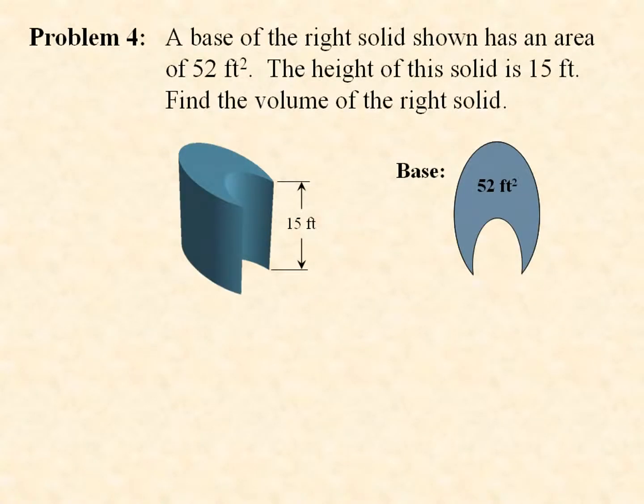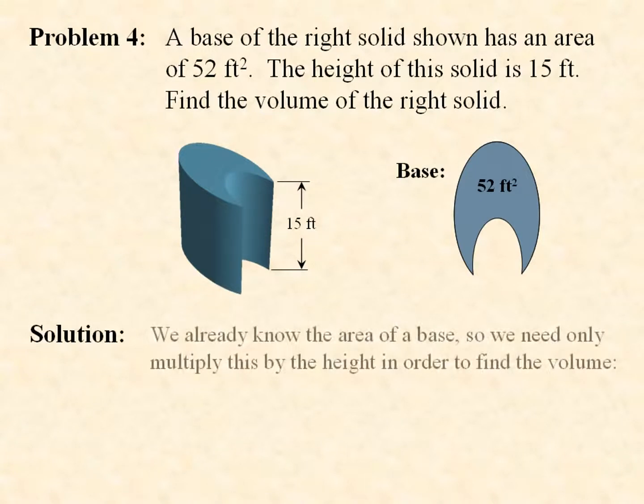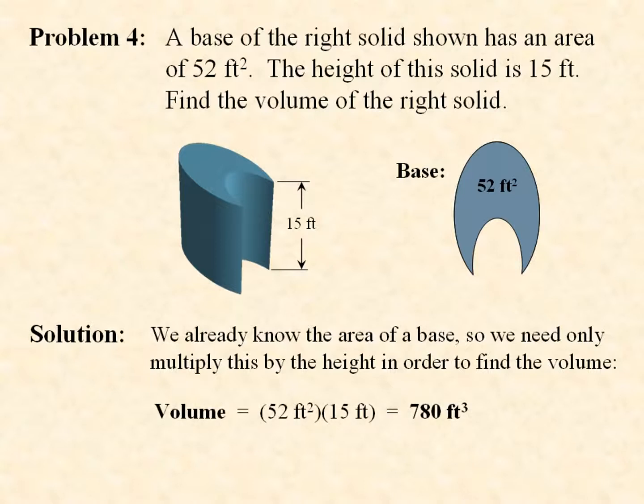Problem 4. A base of the right solid shown has an area of 52 square feet. The height of this solid is 15 feet. Find the volume of the solid. We already know the area of a base, so we need only multiply this by the height in order to find the volume. So the volume is 52 square feet times the height 15 feet, which gives 780 cubic feet.